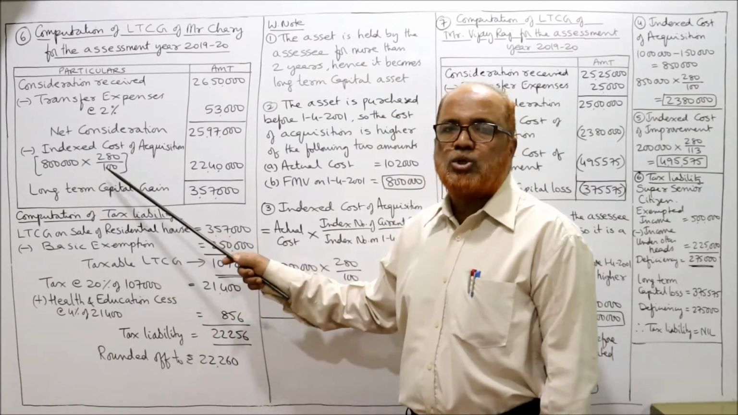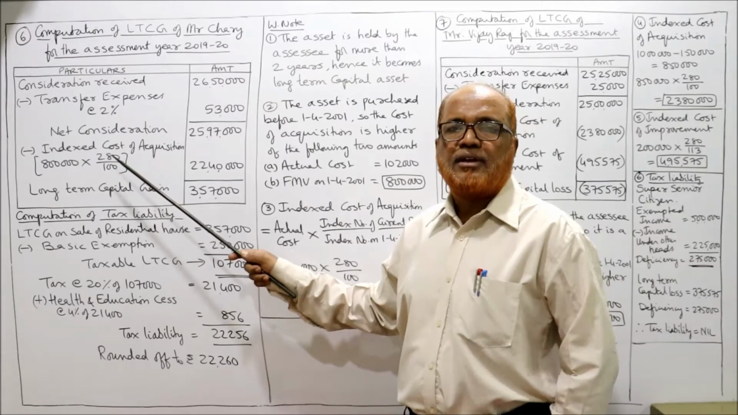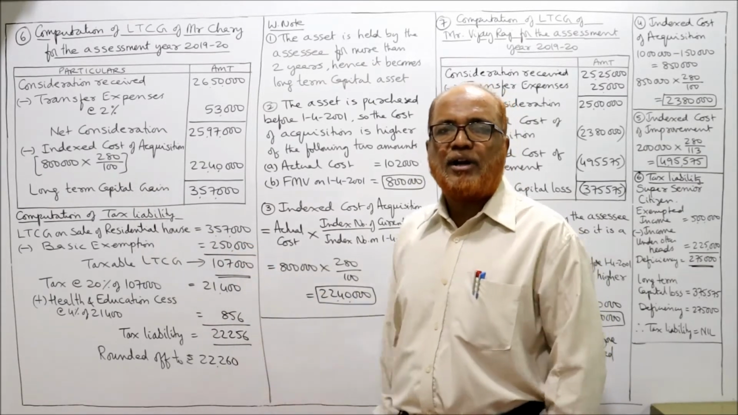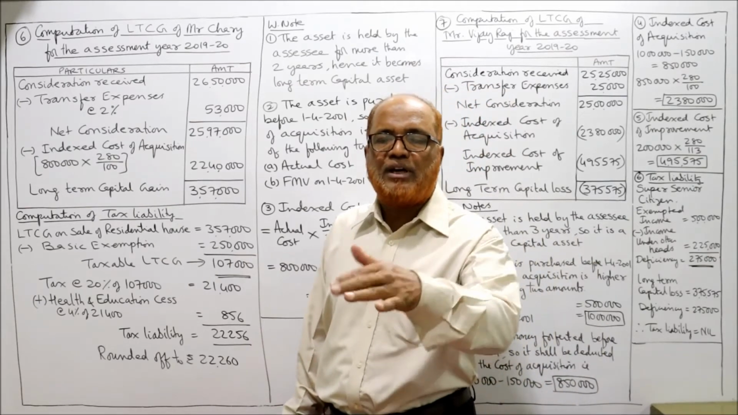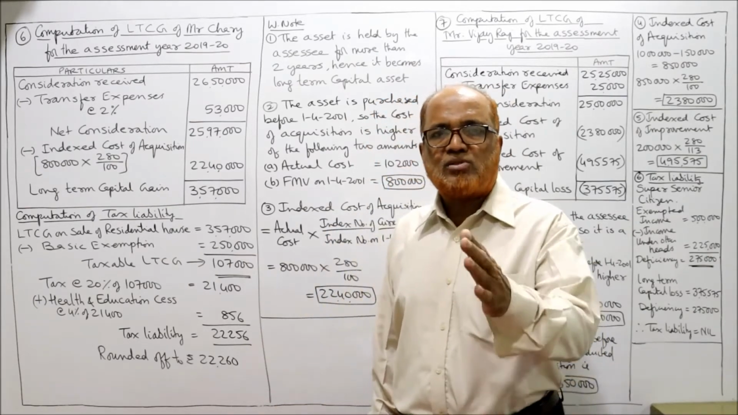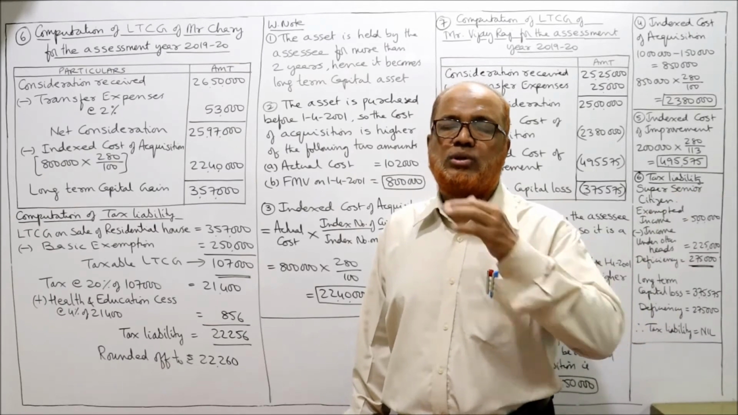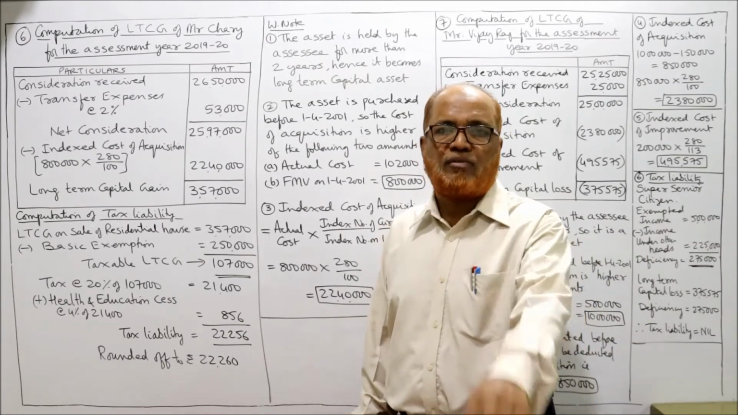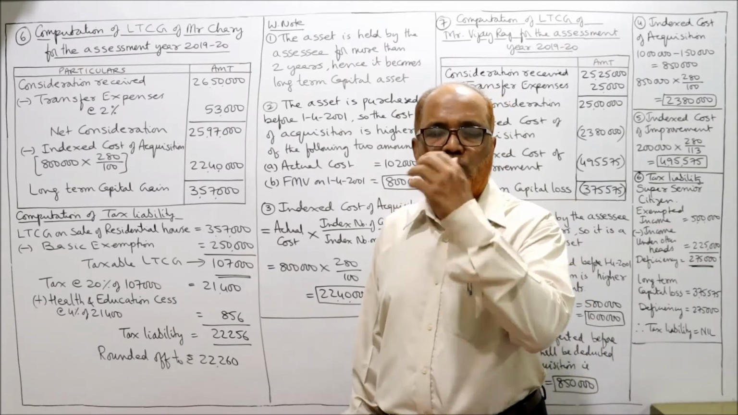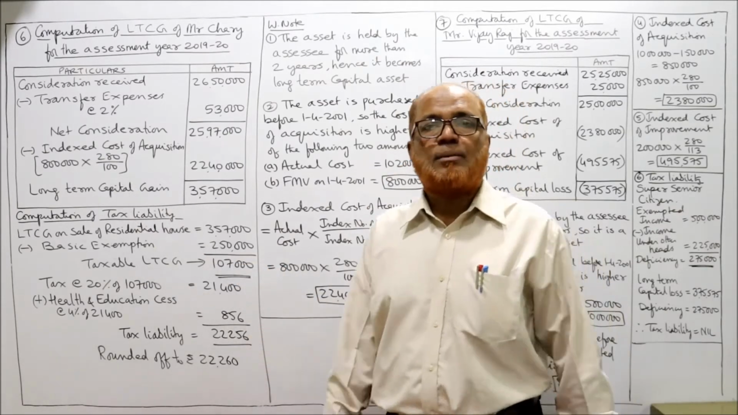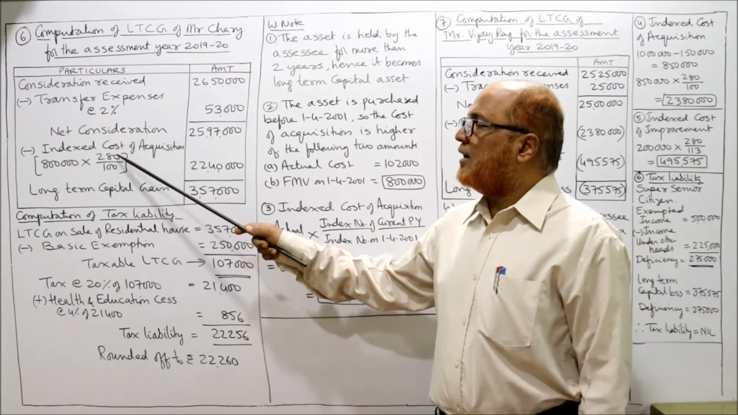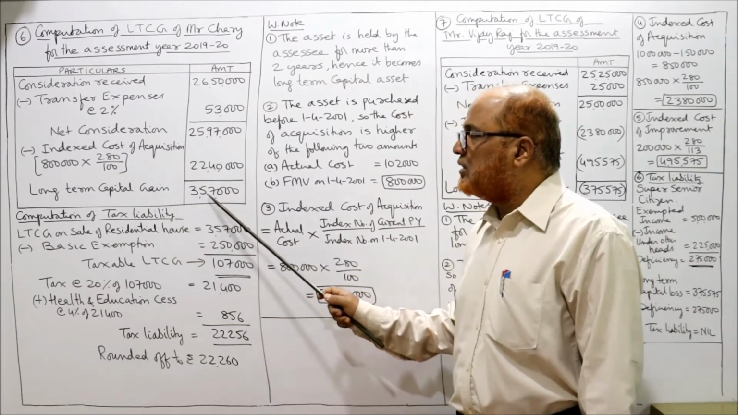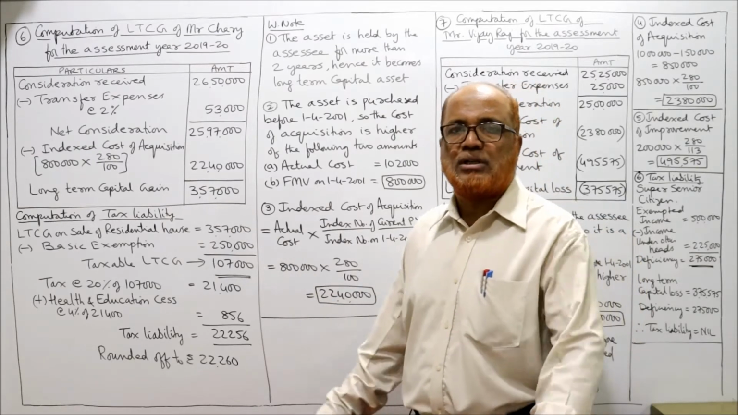So 8 lakh into current year index. The current previous year index always will be 280. Remember, that is the numerator. Denominator: index number of year of purchase. The purchase was made before 1/4/2001, so the index number can be taken as on 1/4/2001. So 2001-2002 index number is 100. So 8 lakh into 280 by 100 is 22,40,000. So the long term capital gain we got is 3,57,000. That's it.